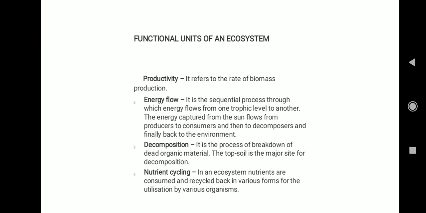Decomposition. Decomposition is a process of breaking down of dead organic material that is done only by bacteria and fungi. The topsoil is the major site for decomposition. The underground soil or subsoil or bottom soil is not essential. There is no decomposition at that level. Nutrient cycling. In an ecosystem, nutrients are consumed and recycled back in various forms for the utilization of various organisms.